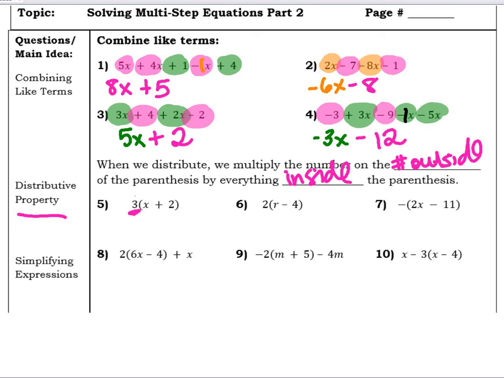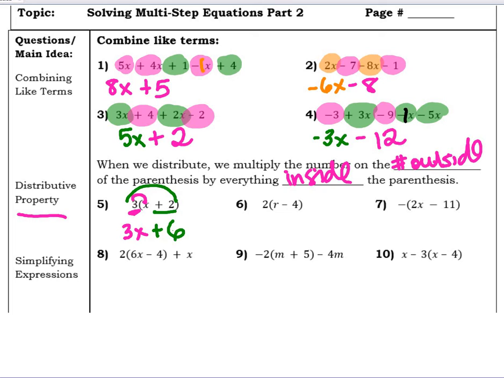So what that means is I'm going to do 3 times x, which just gives me 3x, and then I'm going to do 3 times 2, and notice it is a positive 2, and I know it's a positive 2 because there is a plus in front of it. So 3 times 2 is a positive 6. Okay, and that's that. We're not trying to combine them because that's about as simplified as it can get.